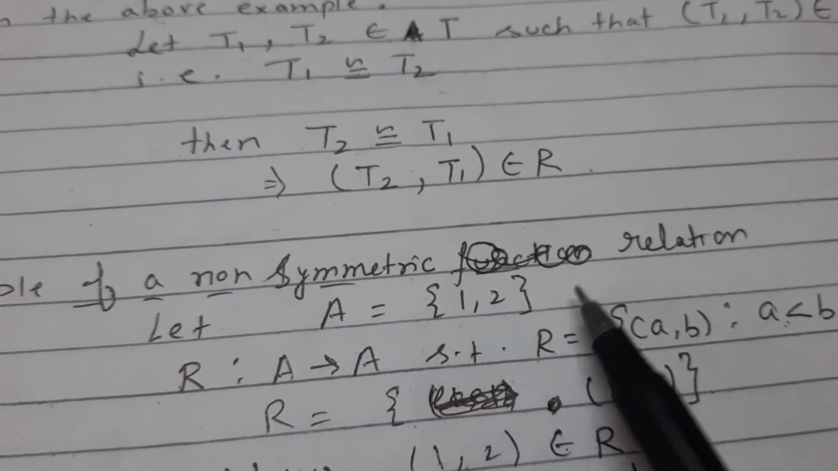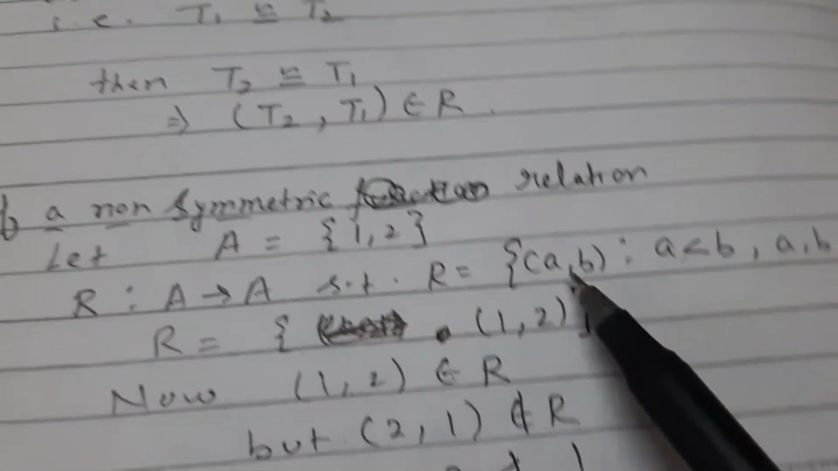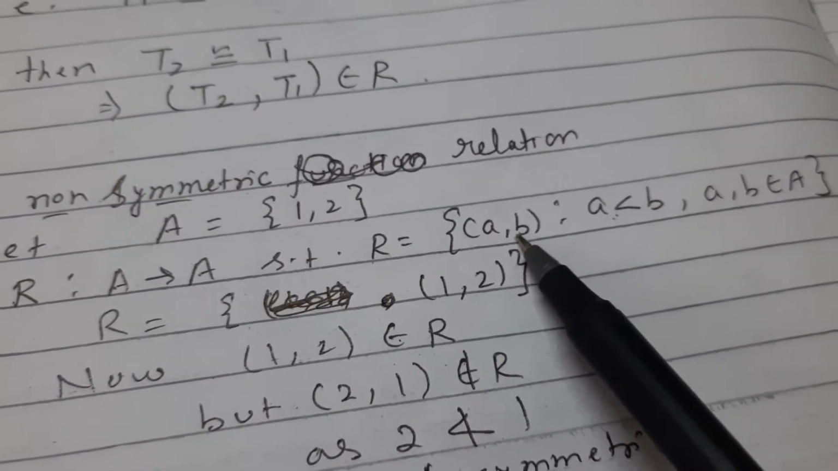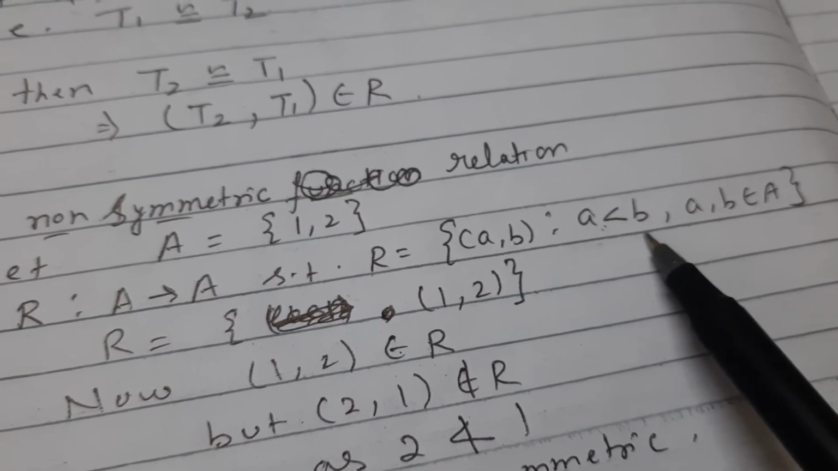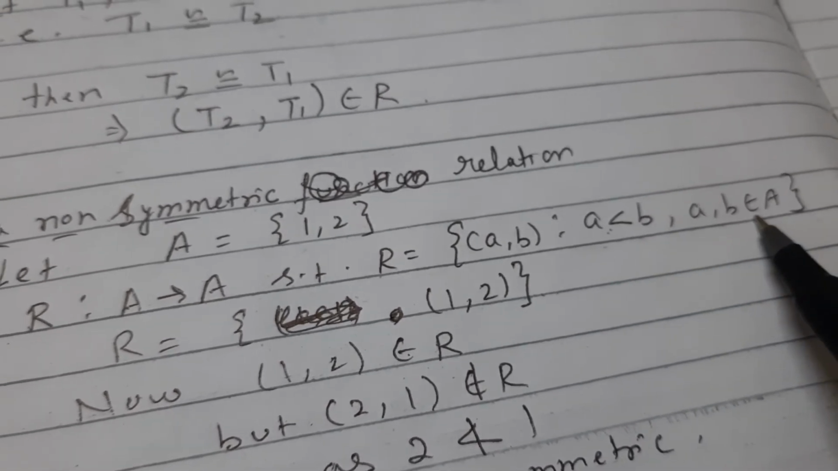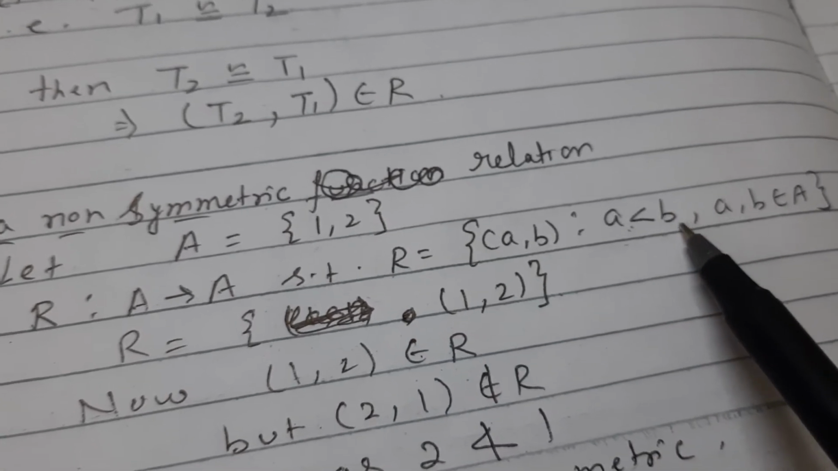Let A be equal to {1, 2} and R a relation from A to A, defined by the property (a, b) such that a is less than b. This is the relation, and by this I will be determining the relation on set A. That means my first element should be less than the second element.